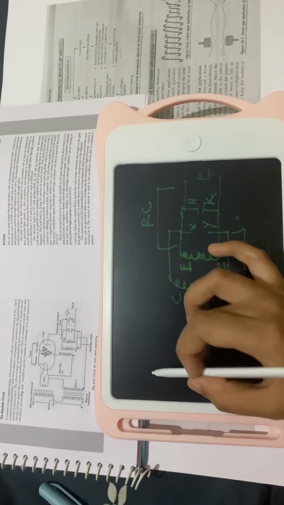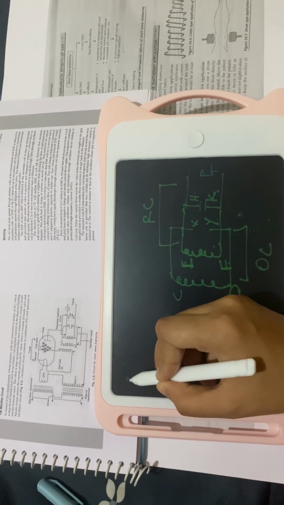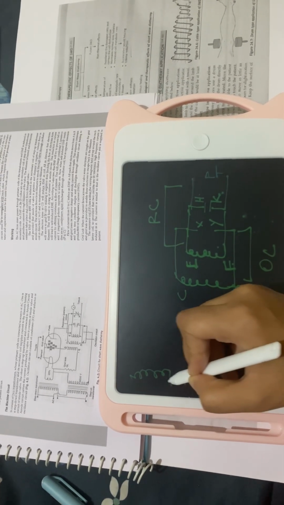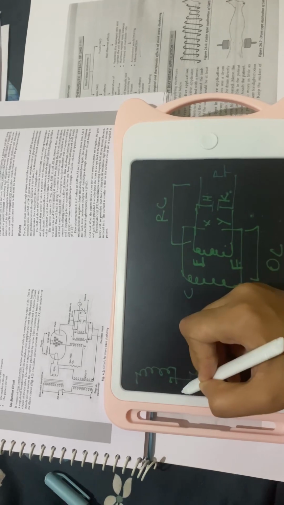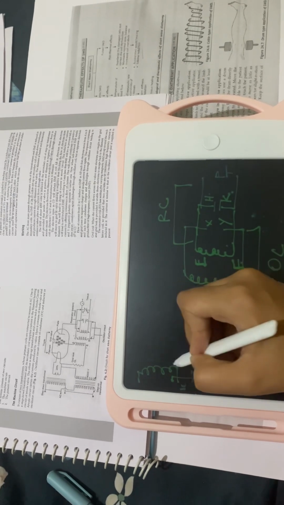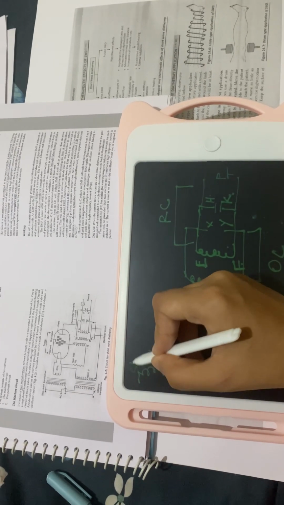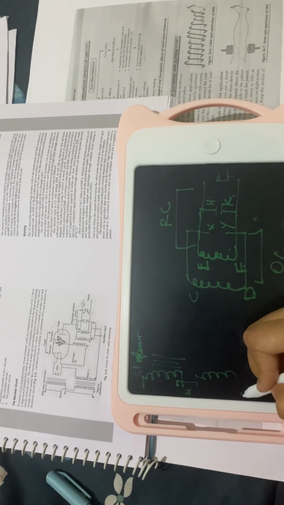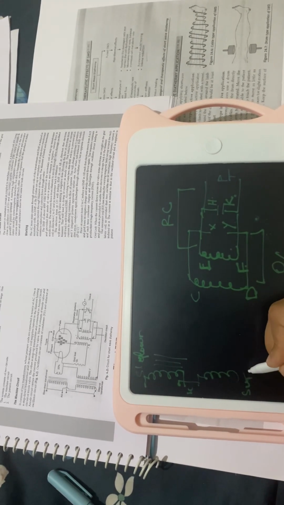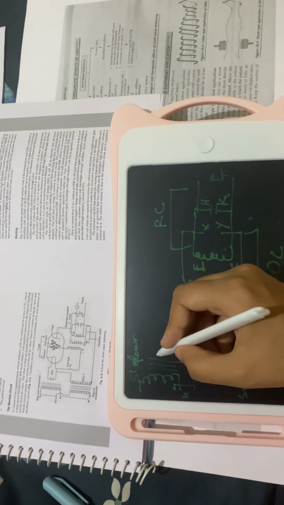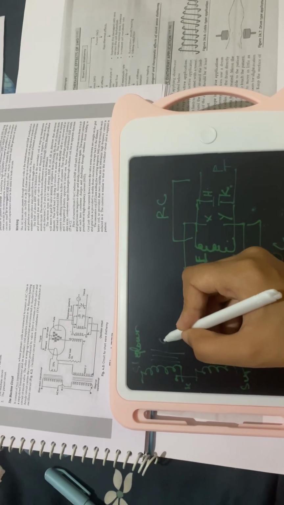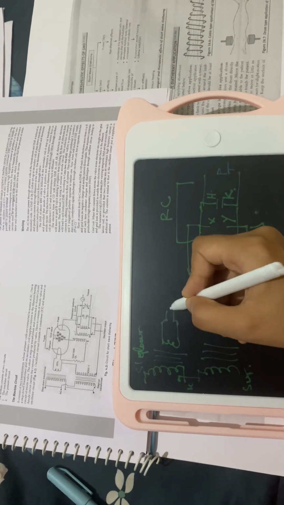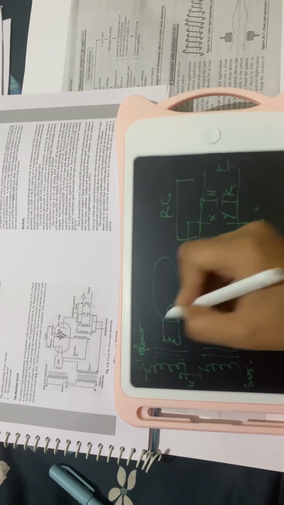So coming to the main mission circuit, it consists of two transformers. Both are connected to an AC current. This is a step down transformer and this is a step up transformer. So the step down transformer's secondary coil is connected to a filament of the triode valve.